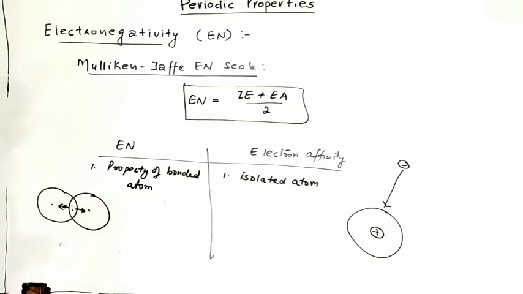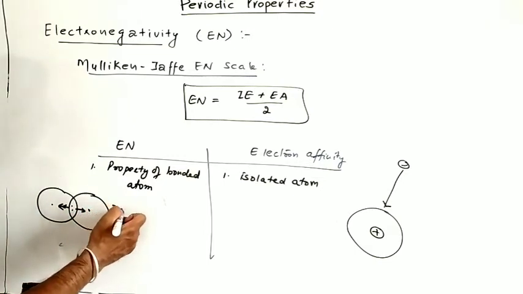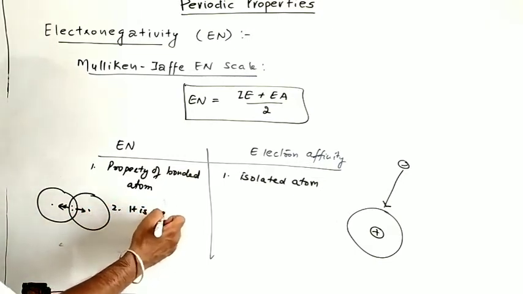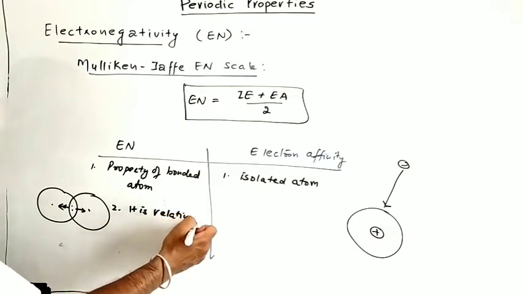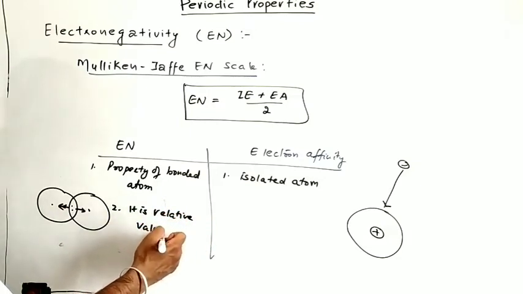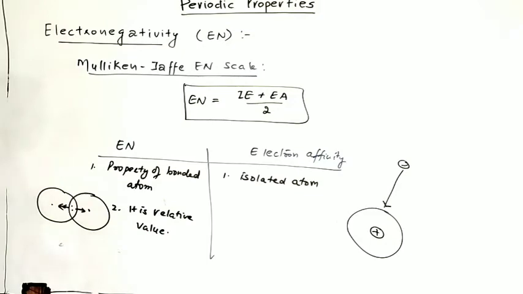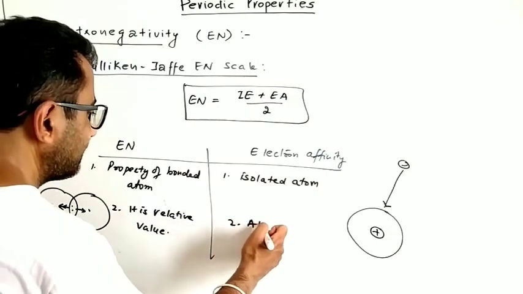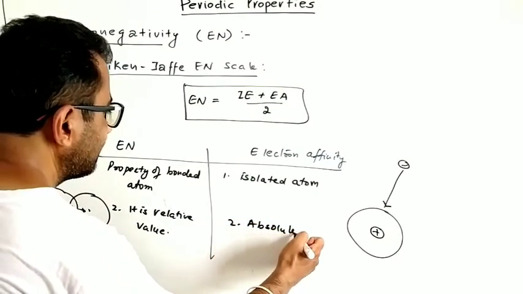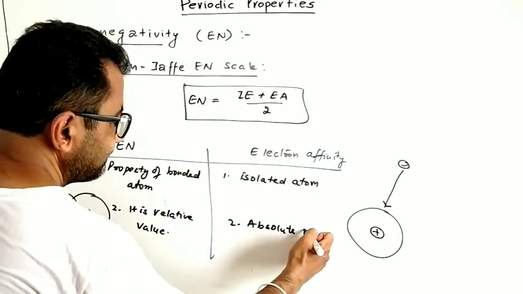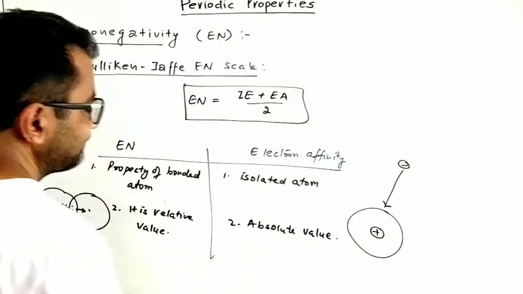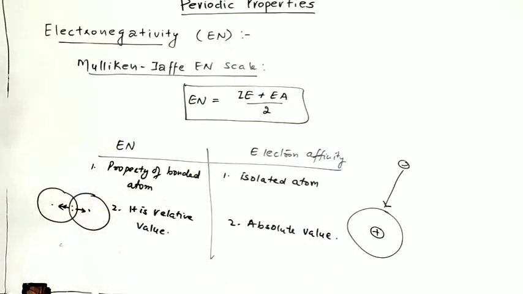That is the measured difference. So it is a relative value with respect to hydrogen. With respect to hydrogen, because the electronegativity value of fluorine is 4. It is an absolute value, no relation with other. Okay, so these are the two major differences between the electronegativity and electron affinity.